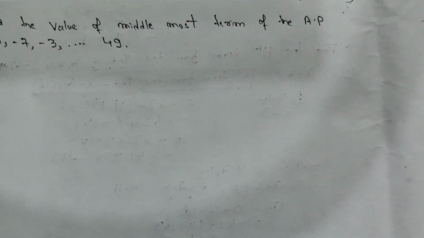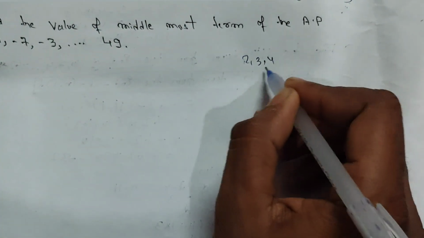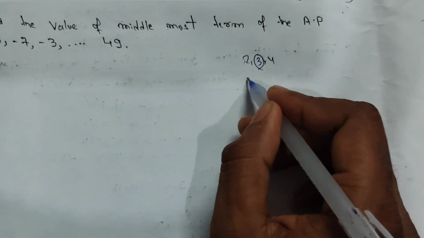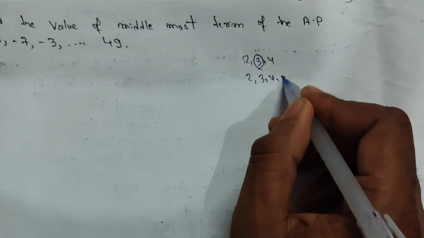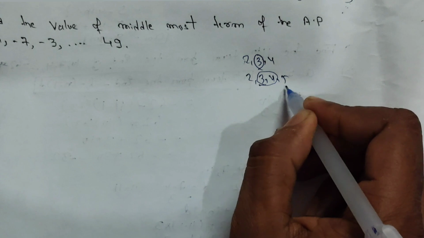This is the next question, where we have to find the value of the middlemost term of an AP. You have to find the middle value. To get the middle value, you should know how many numbers there are. For example, if we have 2, 3, 4, what is the middle value? Now if we have 2, 3, 4, 5, what is the middle value? These two will be the middle because 4 numbers are there.